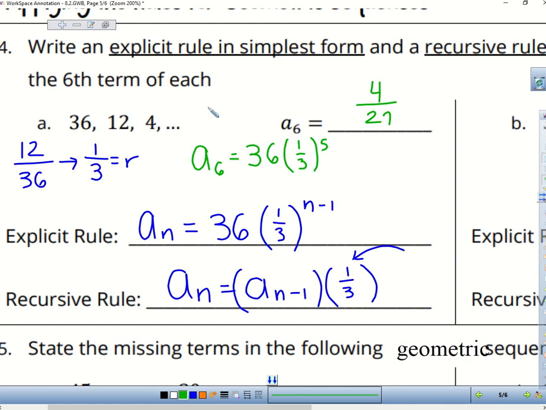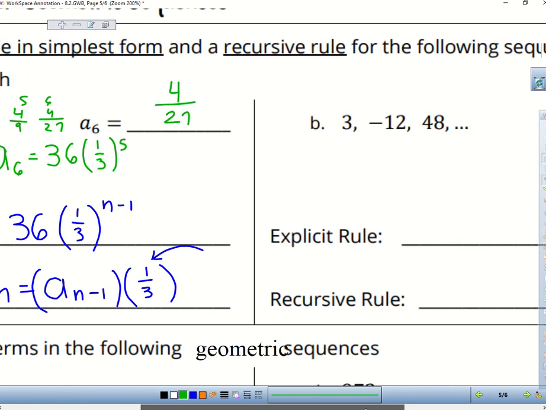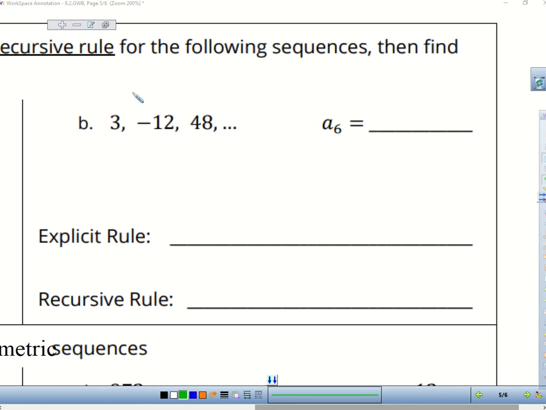So this is the first term, second term, third term, fourth, fifth, and sixth. If you kept multiplying by 1/3 over and over again, you would eventually get to 4/27. Because this would be 4/3, and this would be 4/9, and then it would be 4/27. So this one you might be able to just visually see what the common ratio is. Any ideas? Very good.